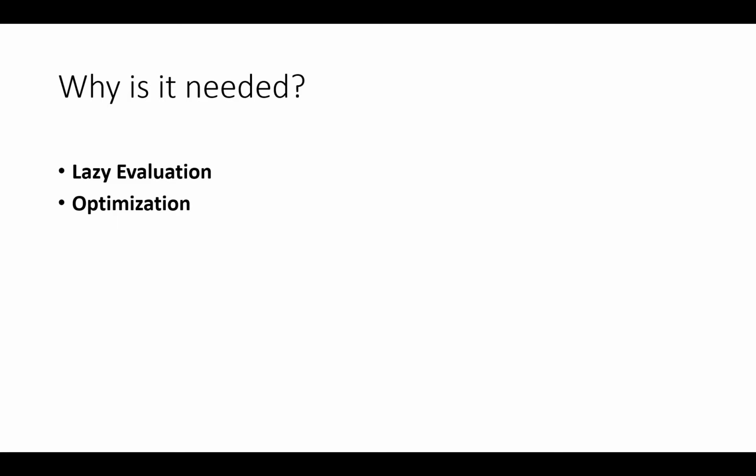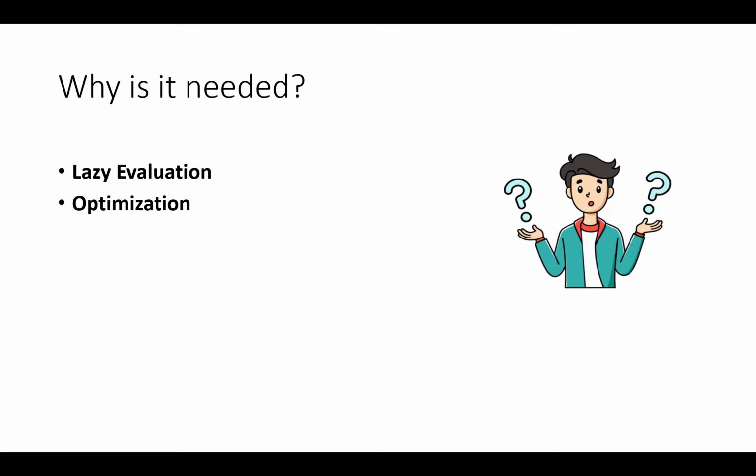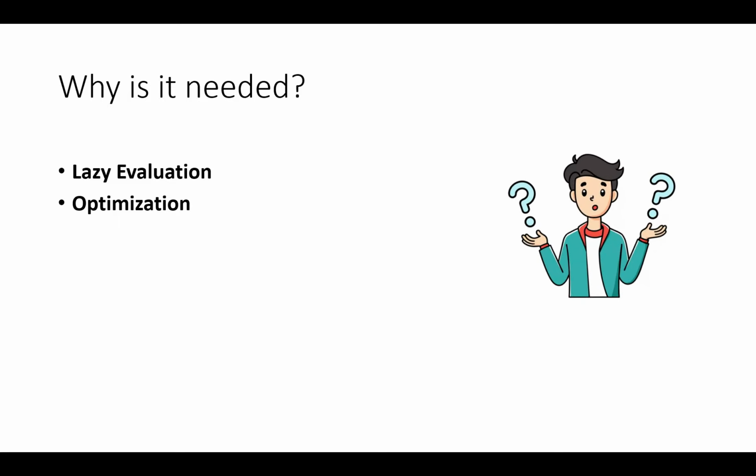Why is it needed? Why do we need a logical plan? We need a logical plan because we want to do lazy evaluation. As I said, Spark will wait to execute till it gets an action like collect, write, filter. Till then, everything is a transformation and no execution is happening. So, for doing a lazy evaluation, you need a logical plan.